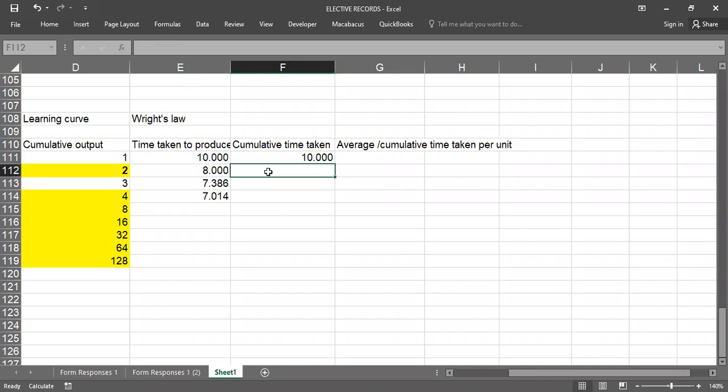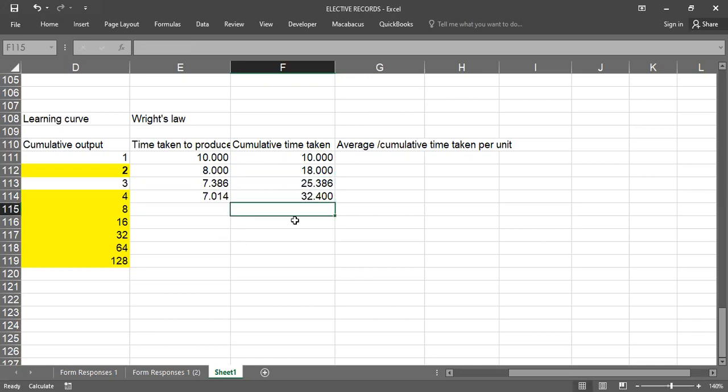And then for the second double, which is 2, it will be the previous cumulative, which in this case is 10, plus its current time taken, which is 8. For the next period, we have a 3 in this case, but cumulative would be the 18 plus the current time, which is 7.3. Then for the 4, it will be this plus this.